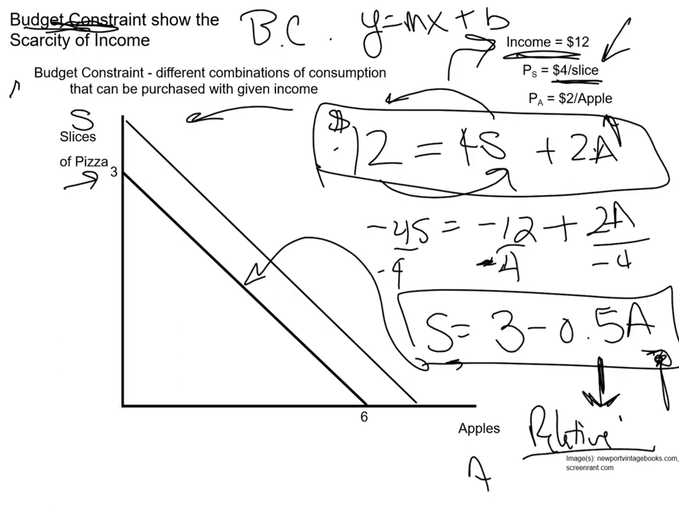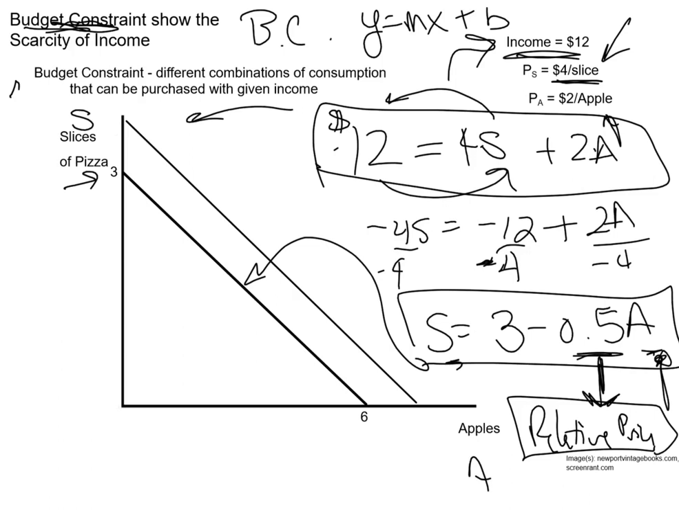If you calculate the relative price of apples per unit of pizza, you're going to get this value right here. The slope of the budget constraint shows the relative price of buying apples or slices of pizza.